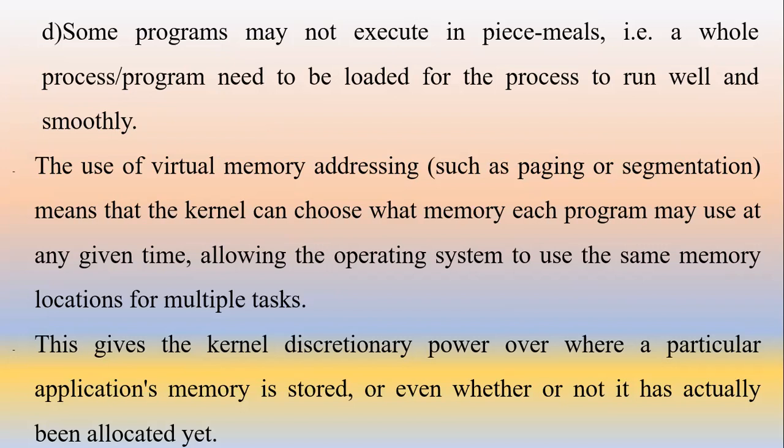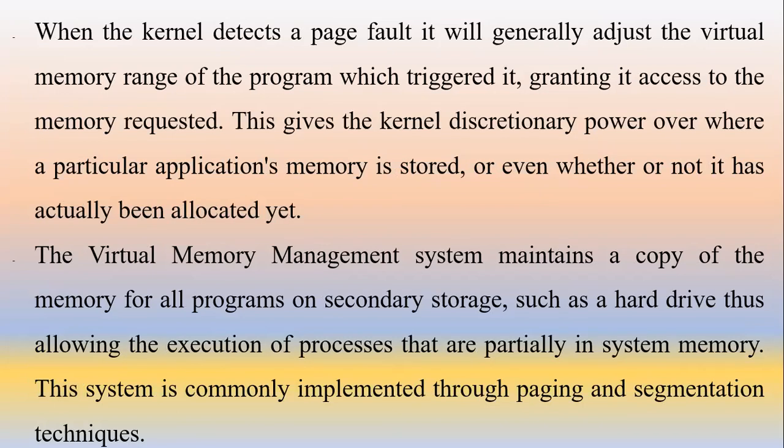So the use of virtual memory addressing, such as paging or segmentation, means that the kernel can choose what memory each program may use at any given time, allowing the operating system to use the same memory locations for multiple tasks. This gives the kernel discretionary power of where a particular application's memory is stored, or even whether or not it has actually been allocated yet. When the kernel detects a page fault, it will generally adjust the virtual memory range of the program which triggered it, granting it access to the memory requested.